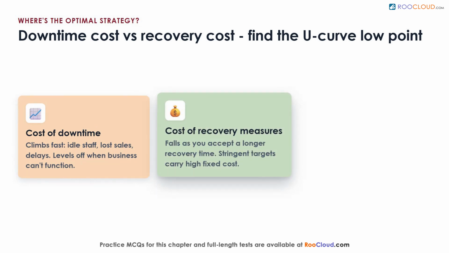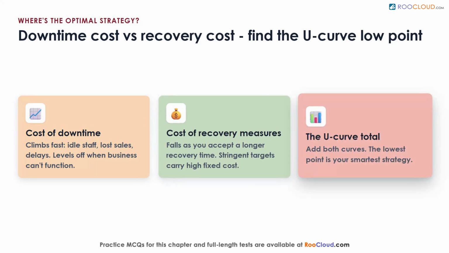The second is the cost of your recovery measures. This falls as you accept a longer recovery time. A relaxed target is cheaper to prepare for. A stringent target carries a much higher fixed cost. You pay for that readiness whether or not disaster strikes. Add the two curves together and you usually get a U-shape. The smartest strategy sits at the lowest point of that curve.